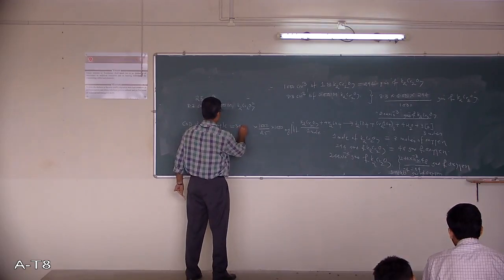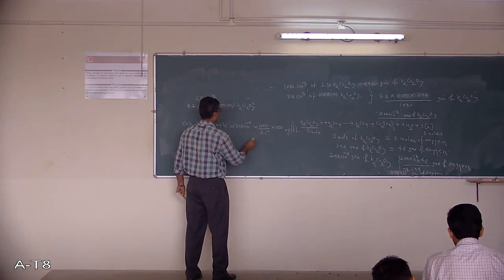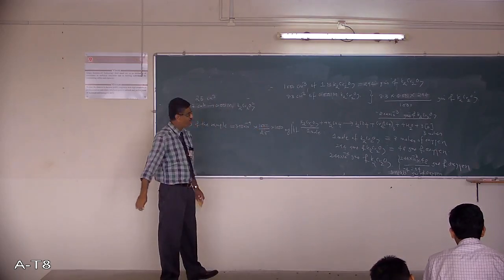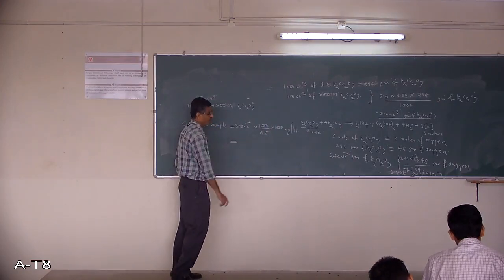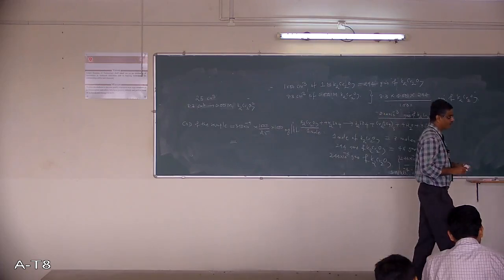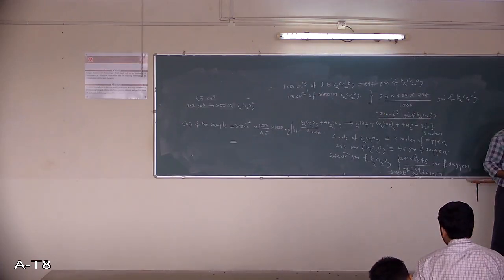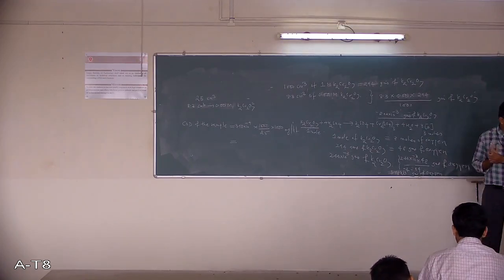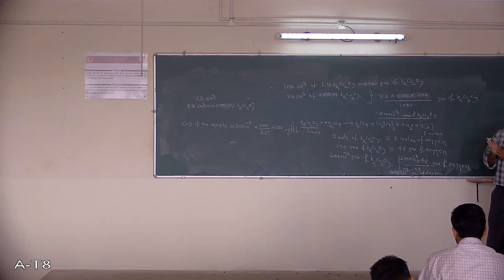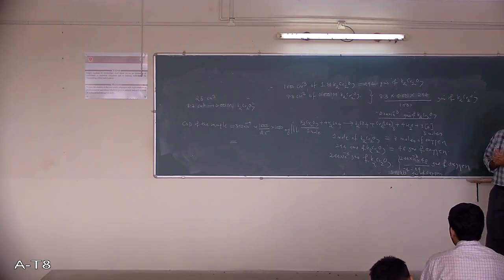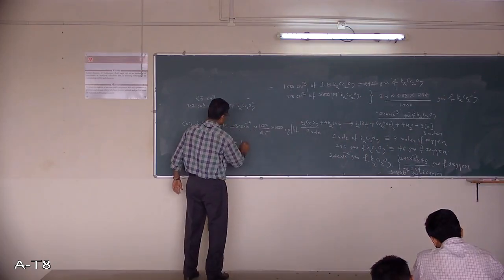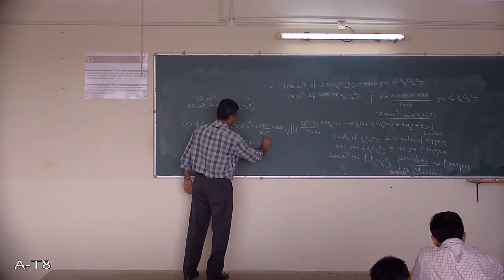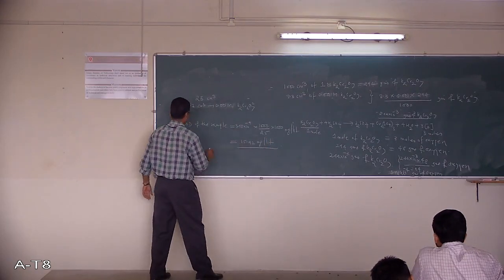So 2.98 into 10 raised to minus 4 into 1000 by 25 grams per liter, since the 25 cm³ of sample is multiplied by 1000. What is the answer? Now it is very low: 15.92 milligrams per liter of oxygen. That is clearly observed.